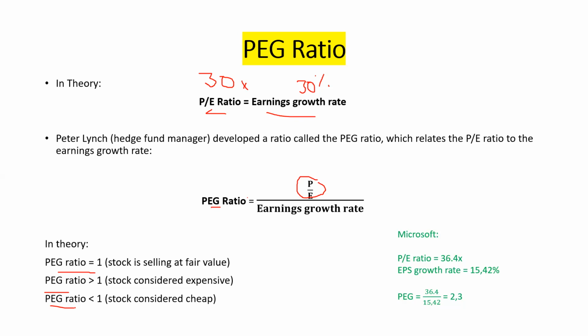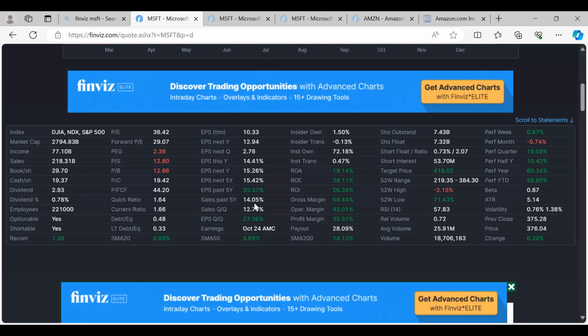So let's make an example. Let's calculate the PEG ratio of Microsoft. We already have the PE ratio of 36 times earnings that we calculated earlier. Now let's find out what the earnings per share growth rate is for Microsoft. Where do we get this figure? We go to our FinViz website and we read off the expected growth rate of Microsoft for the next 5 years. And the EPS next 5 years is 15.42%. So Microsoft is expected to grow by 15.42% per annum in the next 5 years. So this is the figure that we will use in our equation.